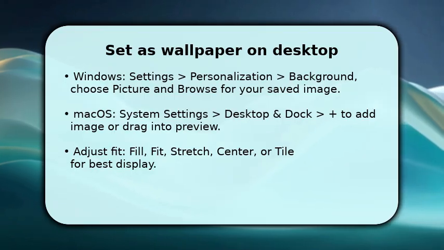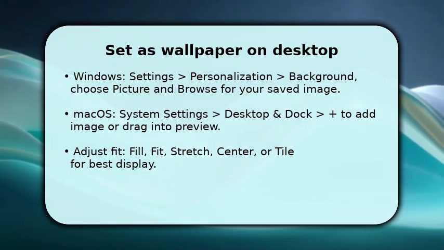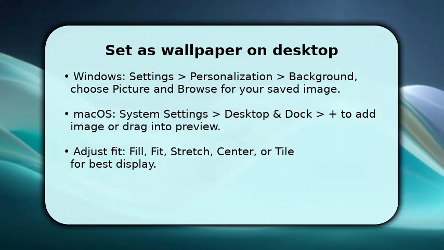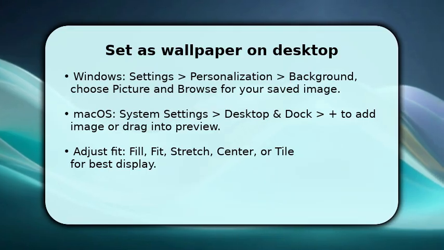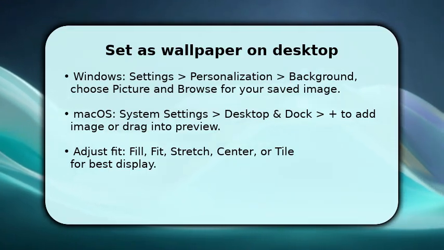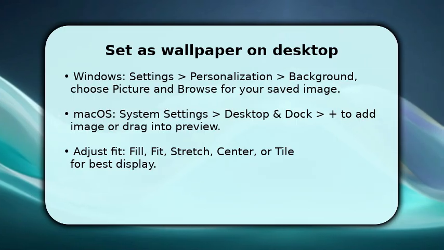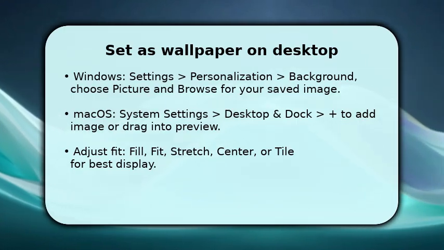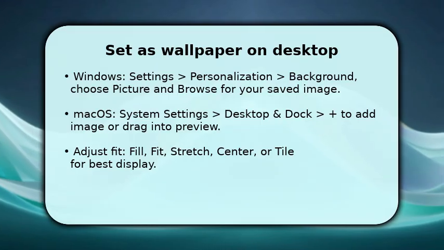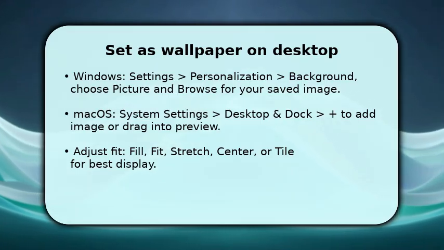On Mac OS, open System Settings, Desktop and Dock, then add the image or drag it into the preview and select Scaling. Adjust placement options so the subject isn't cropped. Once done, confirm and close settings. The image becomes your wallpaper immediately, and you can tweak if edges appear clipped.